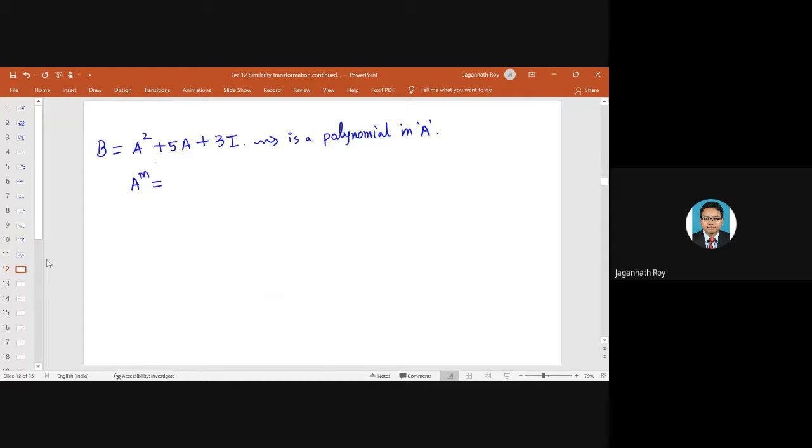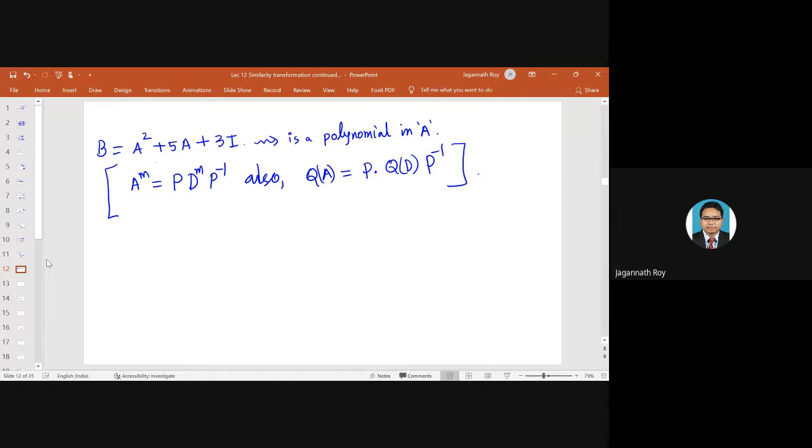Since A is diagonalizable, it will satisfy the relation A to the power M equals P D to the power M and P inverse. Also, Q of A, a polynomial in A, will be P times Q of D and P inverse. These two will be satisfied.